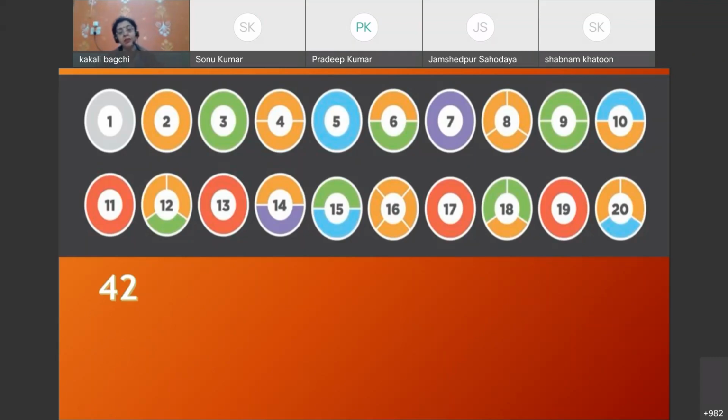Please reply in the chat box. 42 को draw करने के लिए कौन सा color रहेगा? Just write the first letters of the color. Then I'll share the answer. For drawing 42, which colors will be needed? Orange, what more? Orange or green? And what more? Orange, green, and yes, orange, green, and purple.